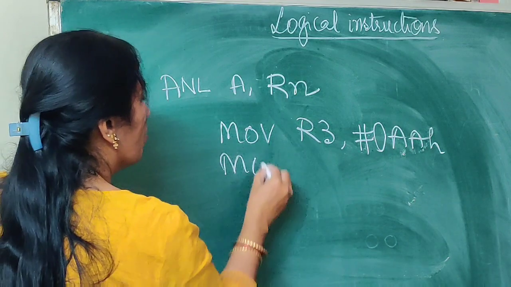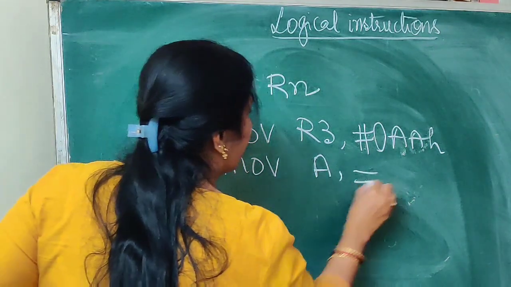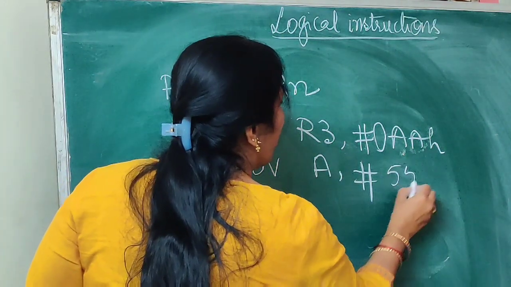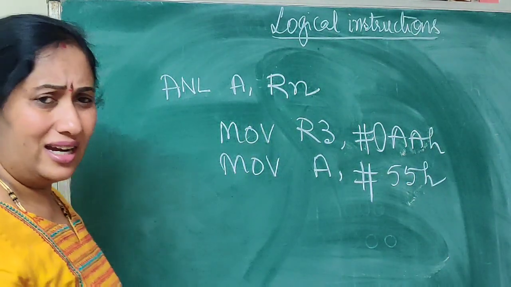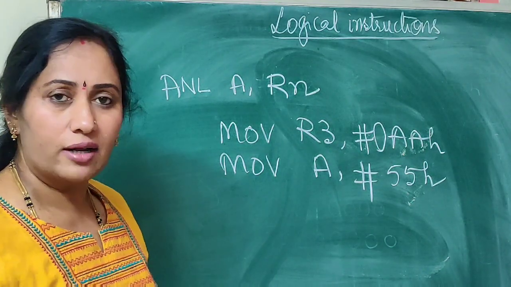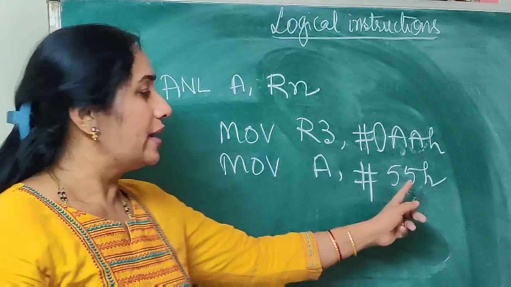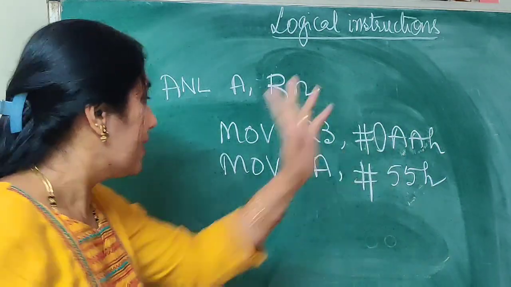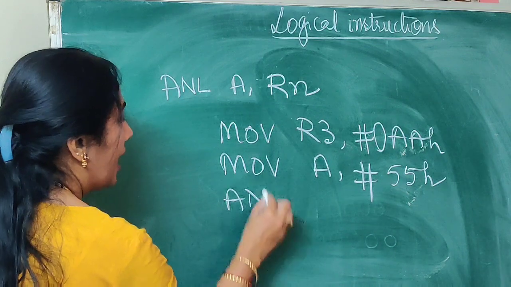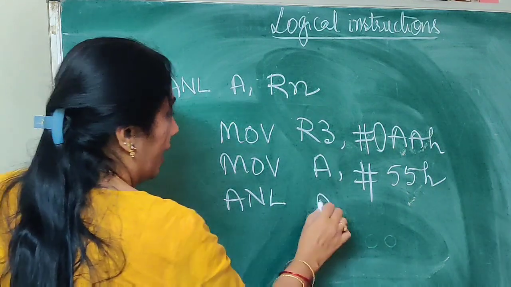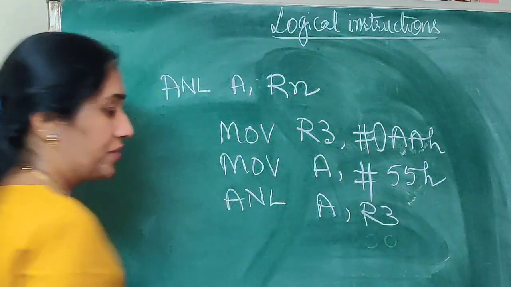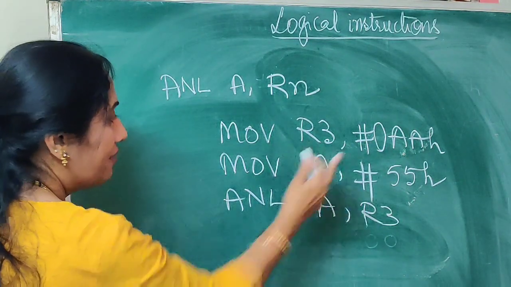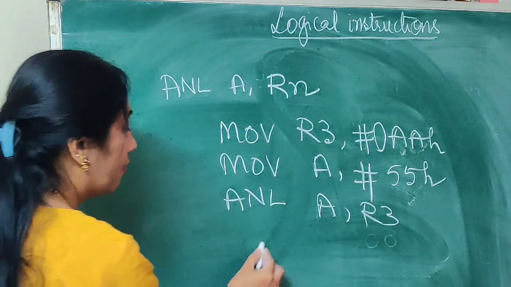Now if I write move into the accumulator, say let me take 5 hex, certain data, anything from 00 to FF, whichever data you want you can take. I have loaded accumulator with 5 hex. Now if I write ANL A, R3, so what's going to happen? In R3, I am having data AA hex. Let me write the equivalent.